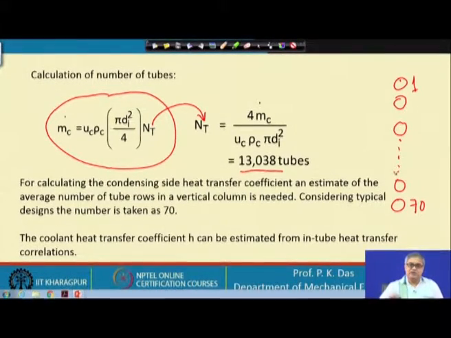This we are considering, and the condensation heat transfer coefficient h can be estimated from the in-tube correlation. So the outside heat transfer coefficient we have to determine, the inside heat transfer coefficient we have to determine, and how we determine them we will see. You can see that we are fixing certain numbers and calculating certain numbers, so ultimately these heat transfer coefficients we can calculate. Let us go to the next slide.